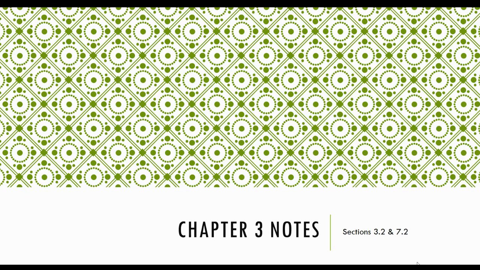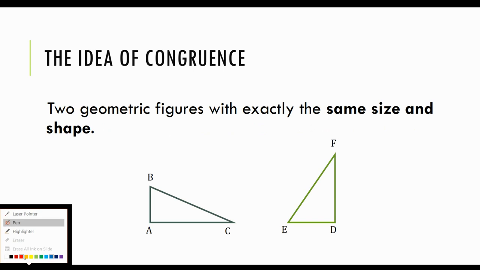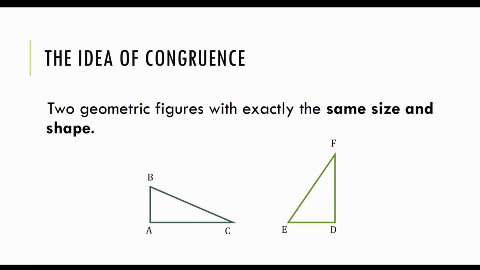Today we're going to look at sections 3.2 and 7.2 together. These sections are going to allow us to prove triangles congruent using 4 postulates. All right, so remember yesterday we talked about the idea of being congruent. So 2 geometric figures with exactly the same size and the same shape we can refer to as congruent.